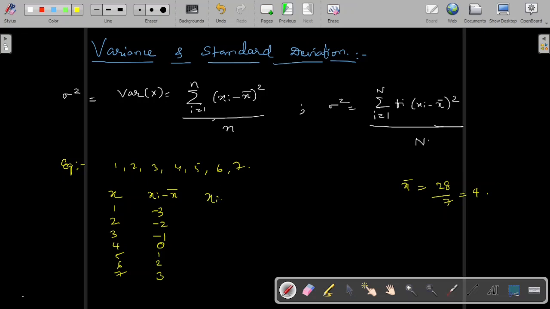Now I need xi minus x bar whole square, which gives you 9, 4, 1. Square this, 0 square 0, 1 square 1, 2 square 4, 3 square 9. I need the sum of all these. Sum of all these is 28. So therefore, variance sigma square equals 28. Variance is denoted by sigma square, 28 divided by the total number of observations, 7, that is equal to 4. So this is how to find out the variance, which gives you the dispersion of the data.